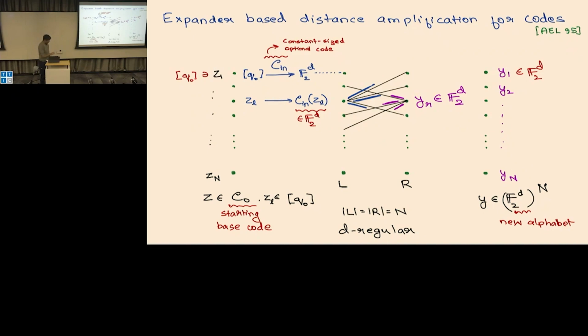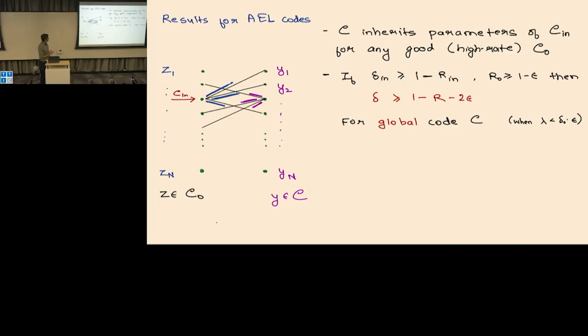Okay. This code actually is awesome. It does a lot of nice things. In particular, we can show that as long as the starting base code has high rate, close to 1, the new code that we construct by just writing down these right symbols essentially inherits the properties of the inner code. So if the inner code had delta which was very large compared to the rate of that code, or like 1 minus r, which is the maximum possible, then the same is true for the global code, again up to this epsilon.